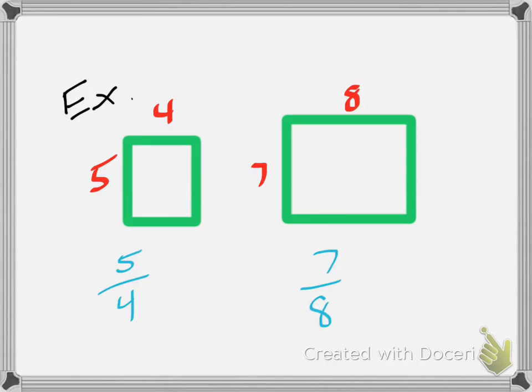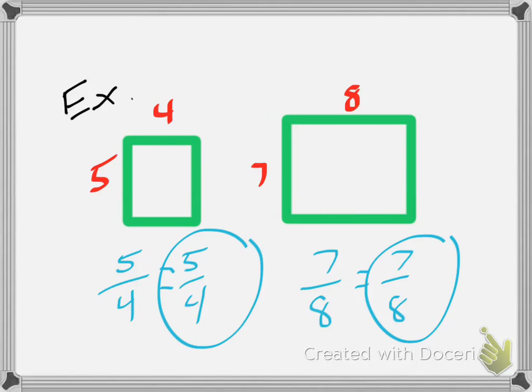So we have 5 over 4 and 7 over 8. Well, 5 over 4 cannot be reduced. It's just 5 over 4. 7 over 8 cannot be reduced. It's just 7 over 8. So since these are not equal, then these two shapes are not proportional.